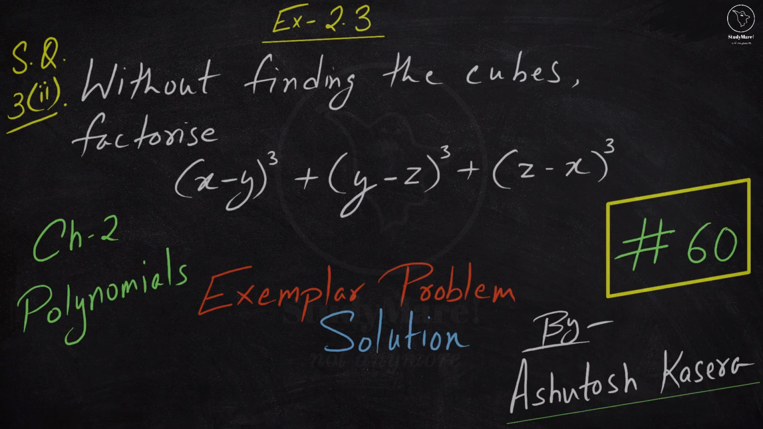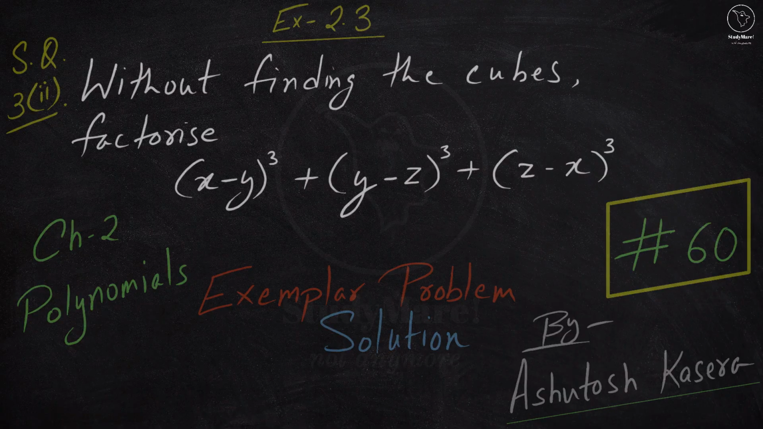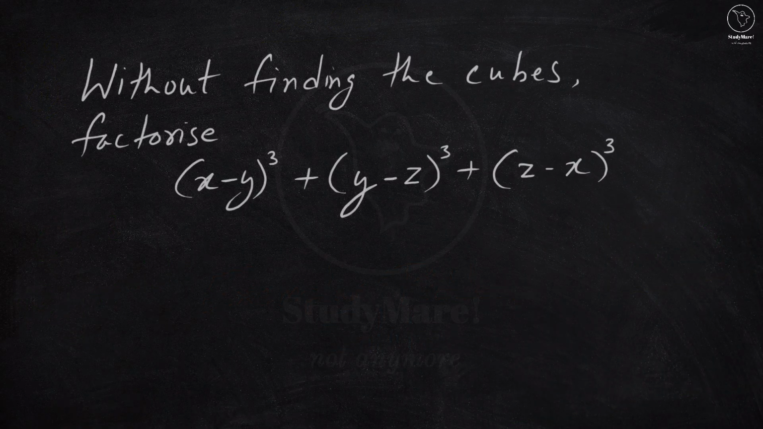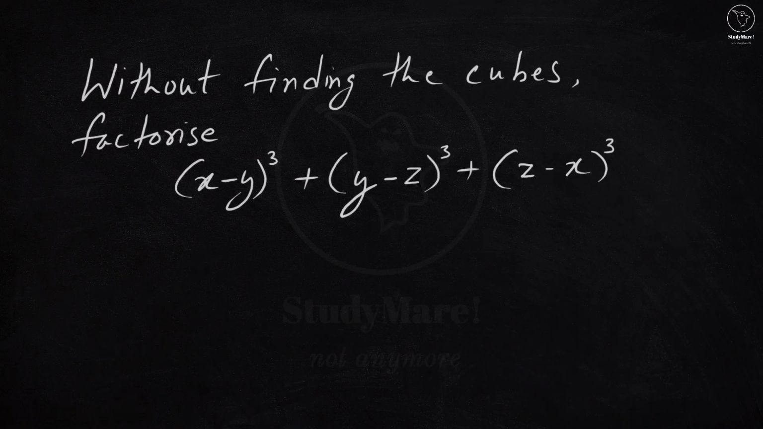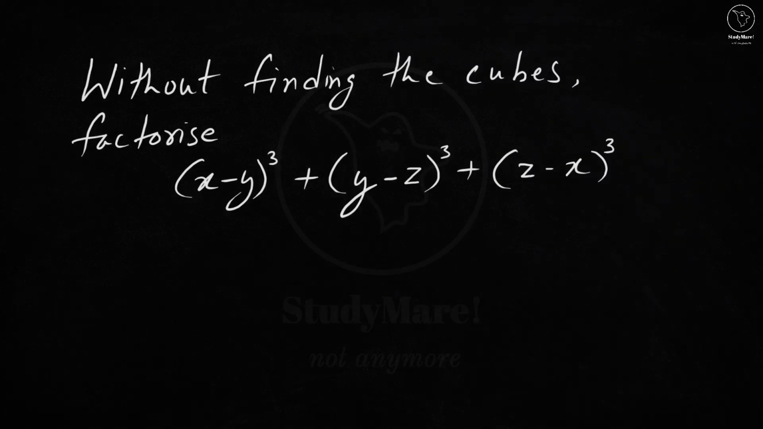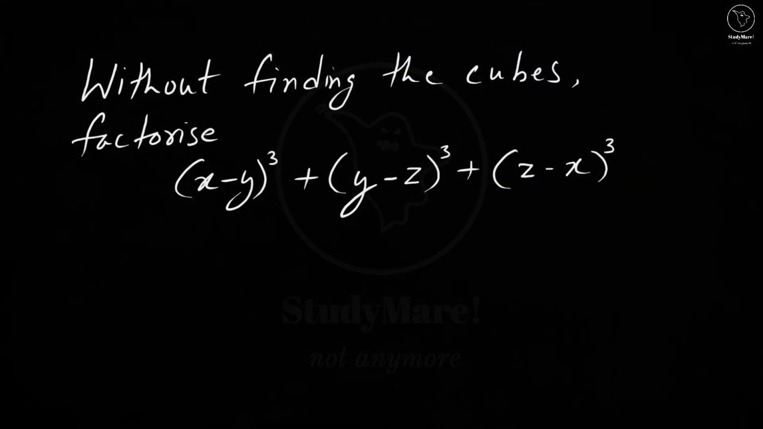Without finding the cubes, factorize (x minus y) whole cube plus (y minus z) whole cube plus (z minus x) whole cube. Again, a very complex appearing question, but if you know and understand and remember certain identities, this is a piece of cake. Let's see how.